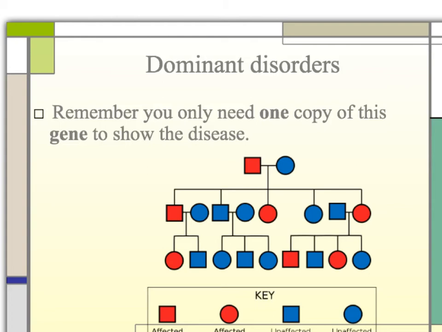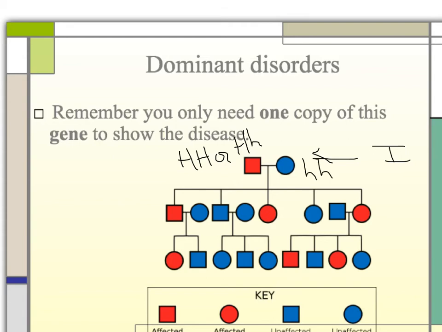So here's a pedigree with a human dominant disorder. Remember, with dominant disorders, you only need one copy of this gene to actually show the disease. So when we look at this first generation, we have this individual in red. The red will be the individual that has a disorder. The person with the red square, so the grandfather here, could be, let's say, big H, big H, or big H, little h. Now, the mom is little h, little h.